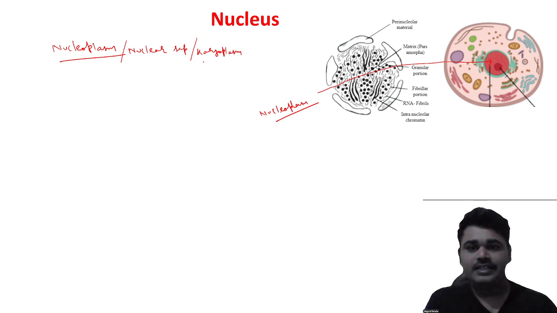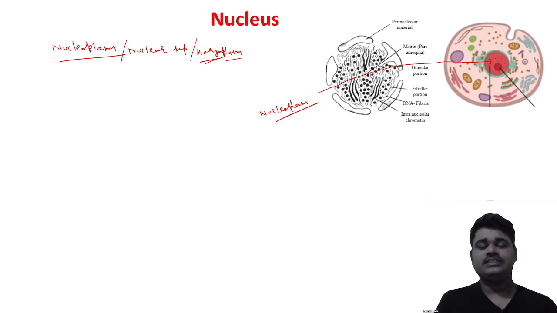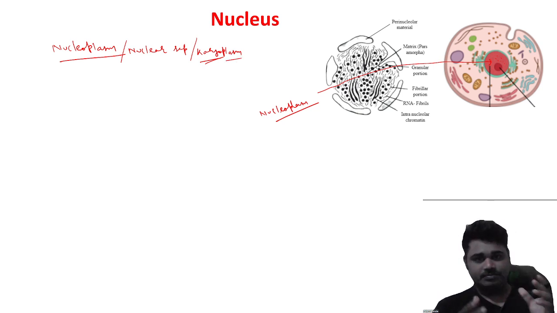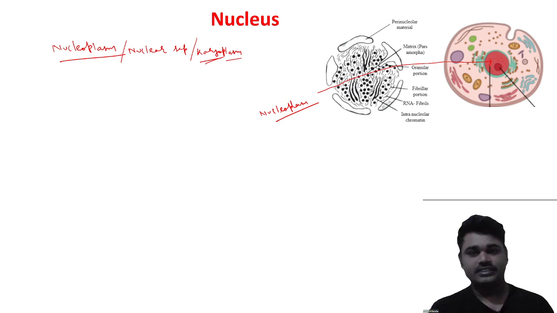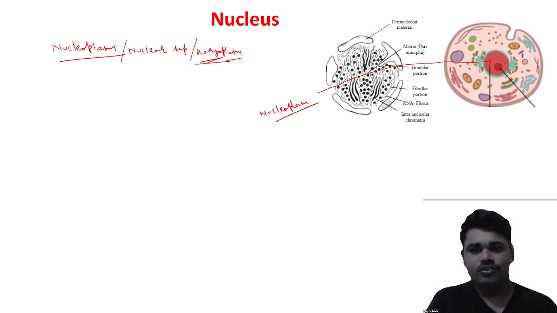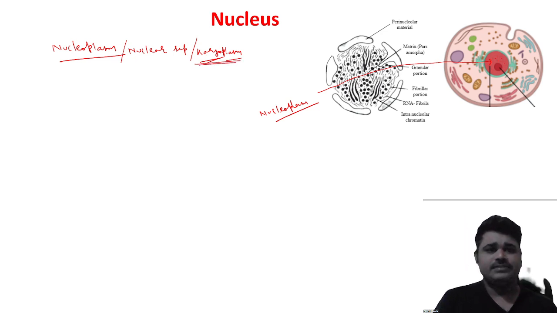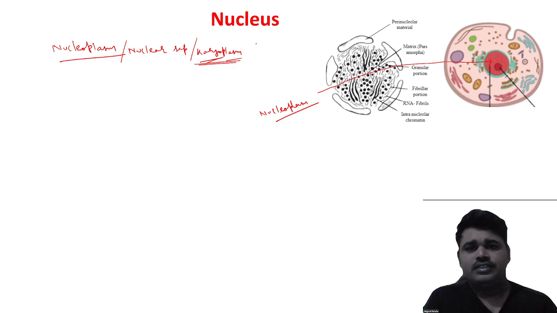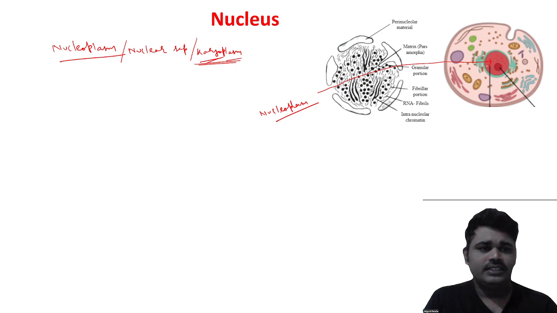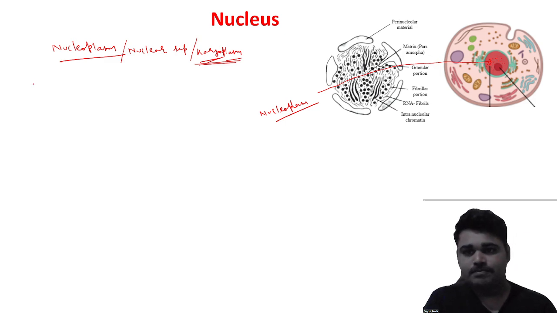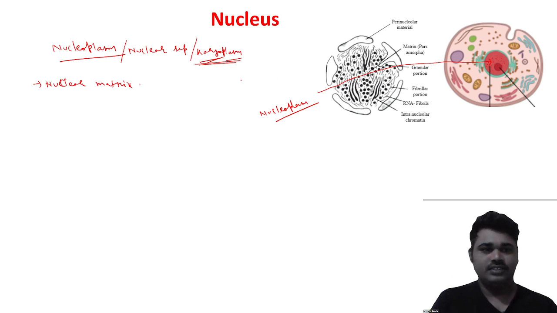karyoplasm. So karyo means nucleus and plasm means cytoplasm-like structure, and because this cytoplasm-like structure is present inside the nucleus, it is also called the karyoplasm. The nucleoplasm is simply the matrix structure. Matrix means the inside structure. So it is also called the nuclear matrix. That means the structure that is present inside the nucleus.